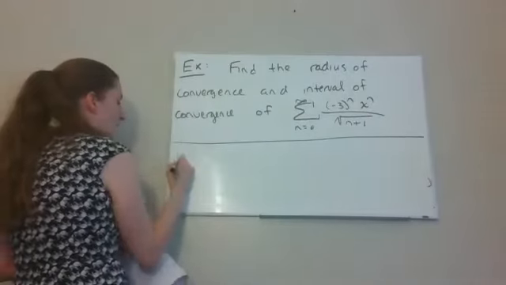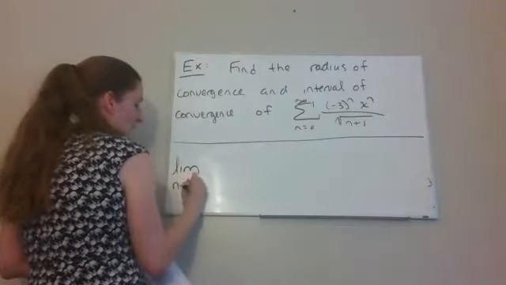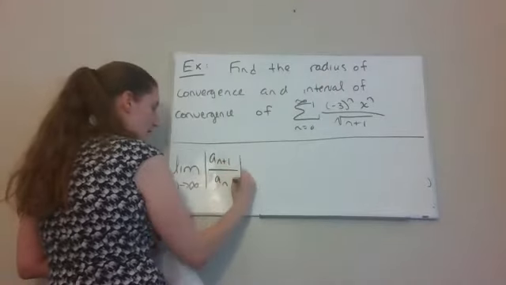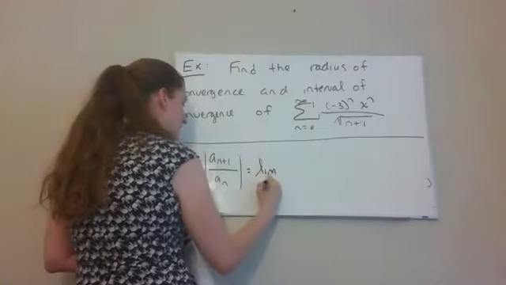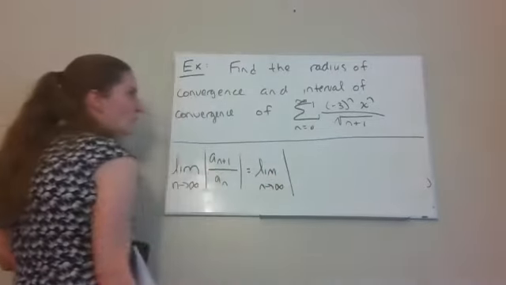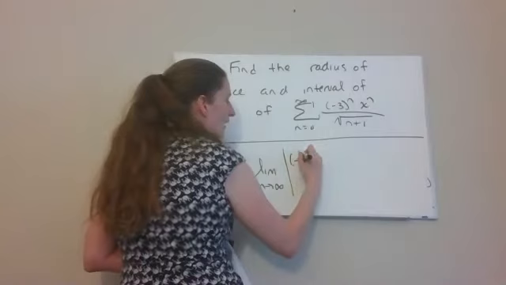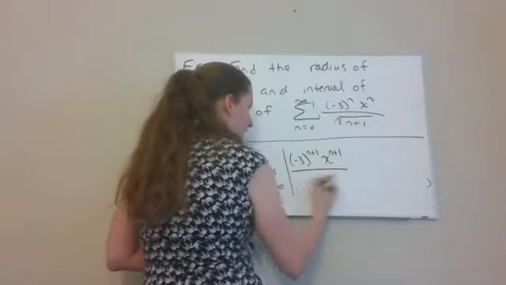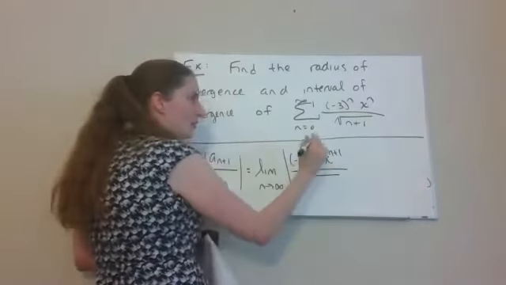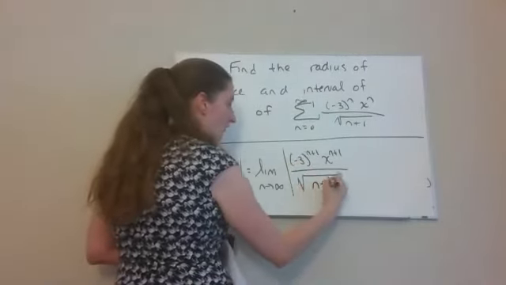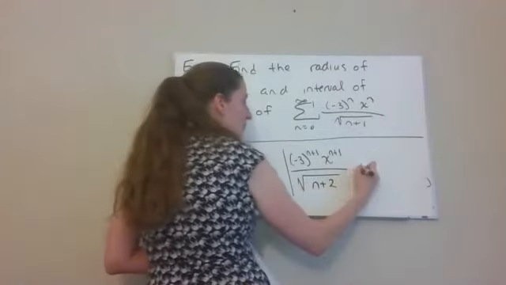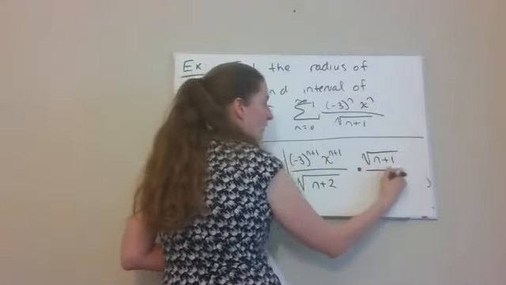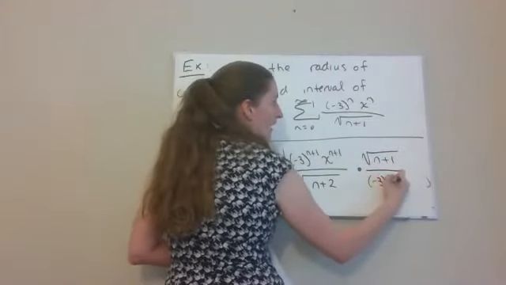So let's look at the limit as n goes to infinity of the absolute value of a sub n plus 1 over a sub n. When I plug in the n plus 1, I get negative 3 to the n plus 1, x to the n plus 1, and a square root of n plus 1 plus 1, which is n plus 2. Now I'm going to multiply by the reciprocal of a sub n, so I get a square root of n plus 1 over negative 3 to the n, x to the n.